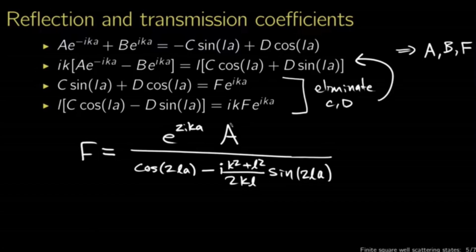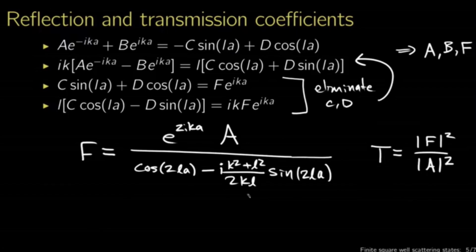Now, as before, if we're interested in a transmission coefficient T, T is usually defined to be the magnitude squared of F divided by the magnitude squared of A. The amplitude of the outgoing wave divided by the amplitude of the incoming wave. If we don't really care about the relative phases of those 2 waves, the transmission coefficient T encapsulates all the information that we could want.